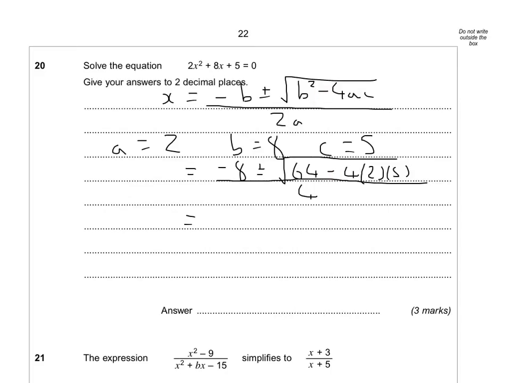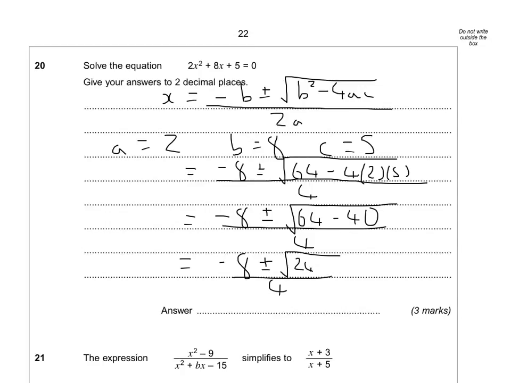The formula itself brings a takeaway. These may be positive or negative. So my next line is minus 8 plus or minus the square root of 64, take away 4 times 2 times 5 is 40, all over 4. That gives me answers of minus 8 plus or minus root 24 over 4. Those answers are in surd form. I need them to 2 decimal places.